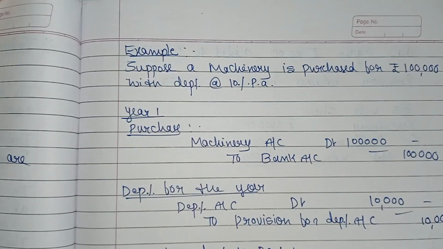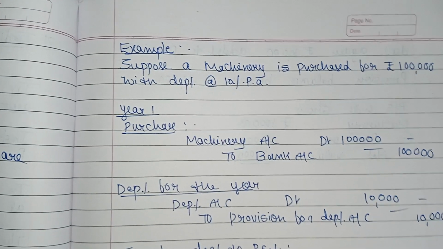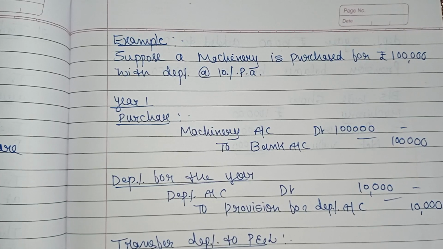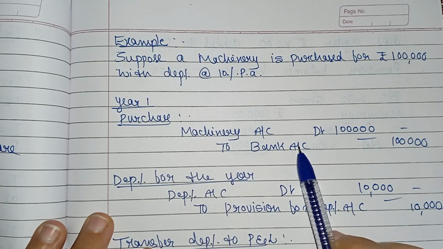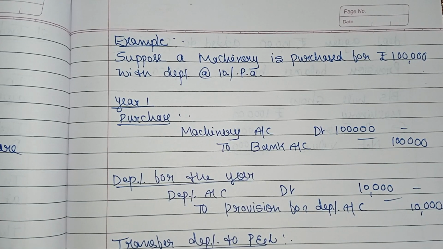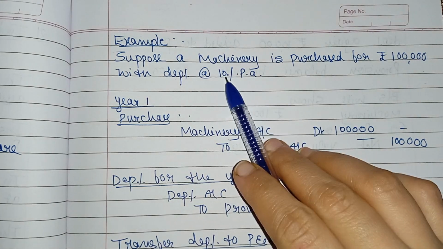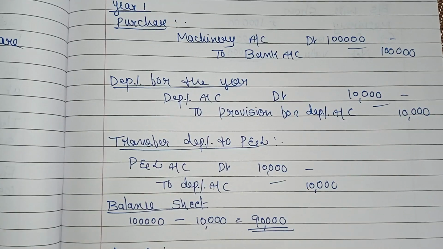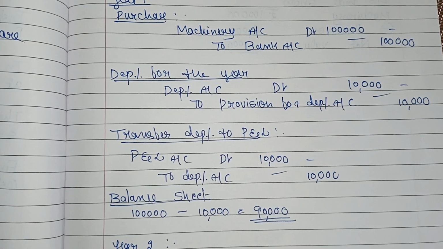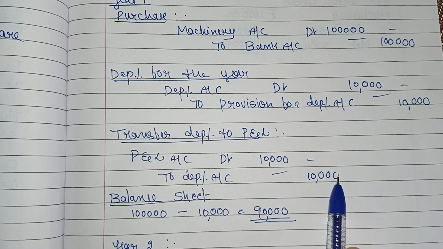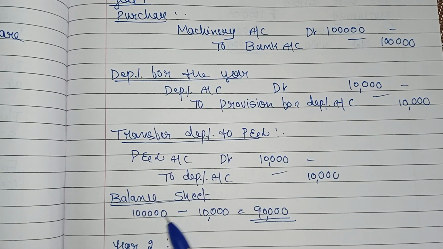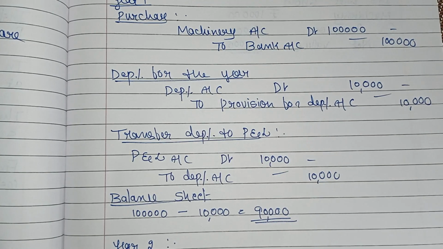So let's see one example. Suppose a machinery is purchased for rupees 1 lakh with depreciation at 10% per annum. First, for purchase, the journal entry is machinery account debit to bank account, rupees 1 lakh. And for depreciation for the year, depreciation account debit to provision for depreciation, that is 1 lakh into 10%, 10,000. After that we need to transfer depreciation to profit and loss account, that is profit and loss account debit to depreciation account, rupees 10,000. Now in the balance sheet, 1 lakh minus 10,000 equals rupees 90,000 net book value.